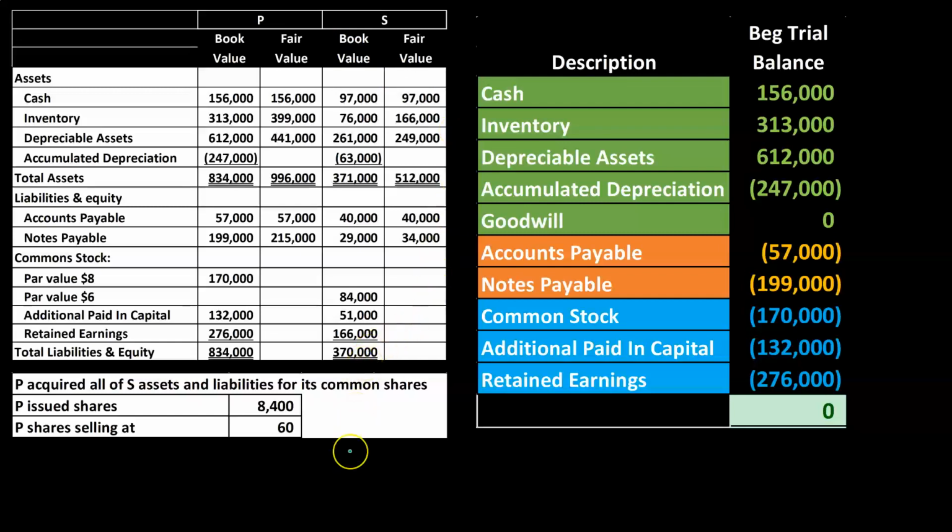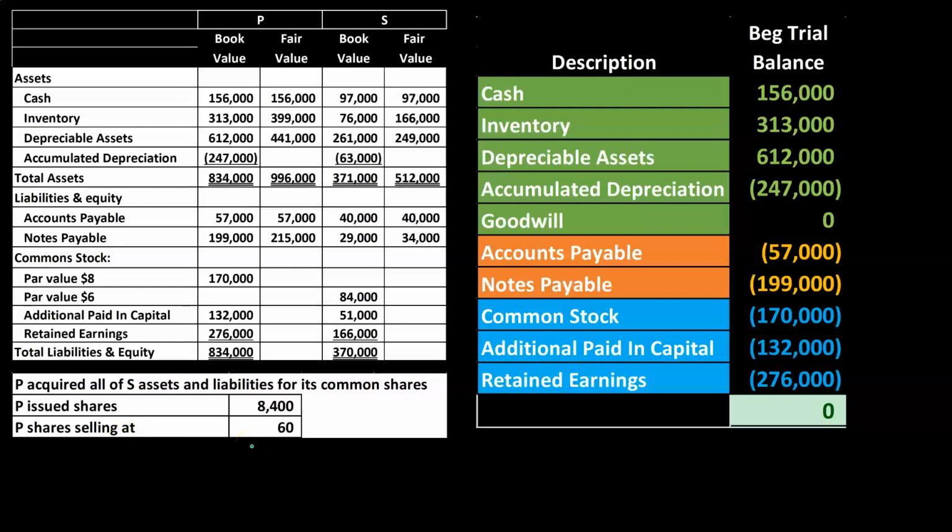How are we going to pay for that? Well, we're not going to be paying cash this time. We're not going to take out debt to pay for it. This time, what we're going to do is issue the stock. So P acquires all of S's assets and liabilities for its common stock. P issues 8,400 shares, and P shares are selling at $60. So we're going to issue 8,400 shares.